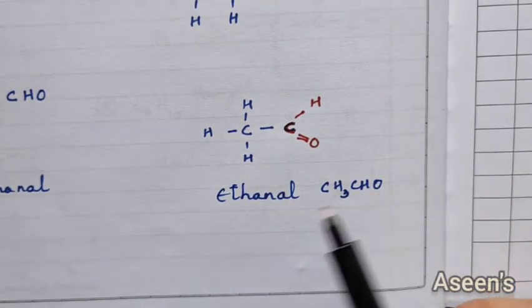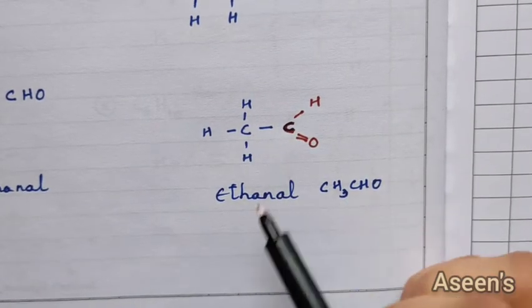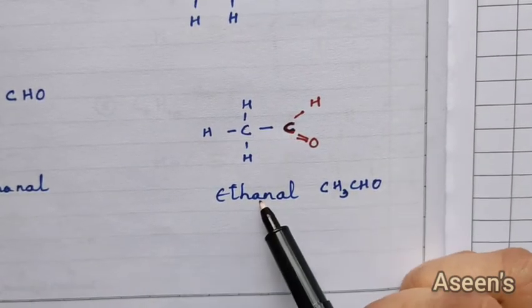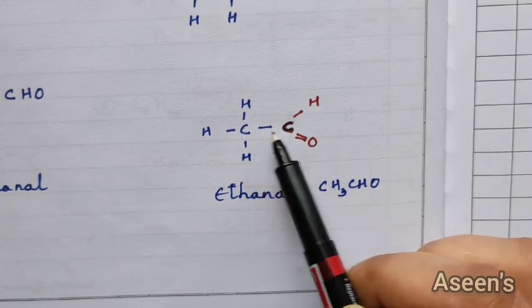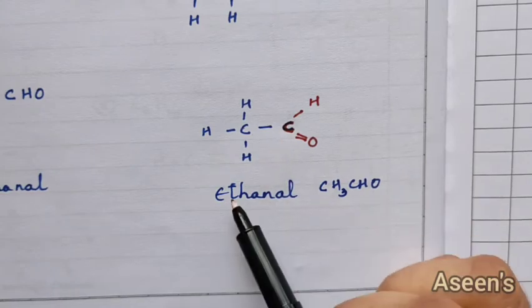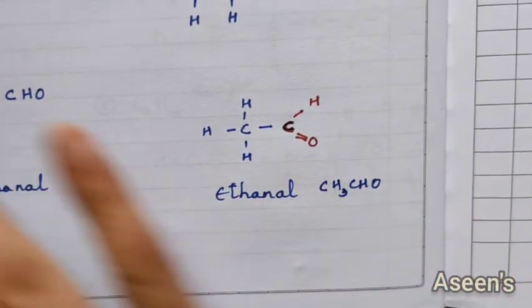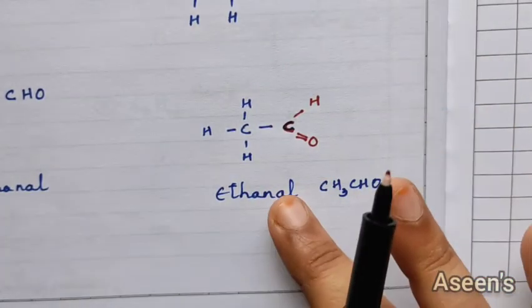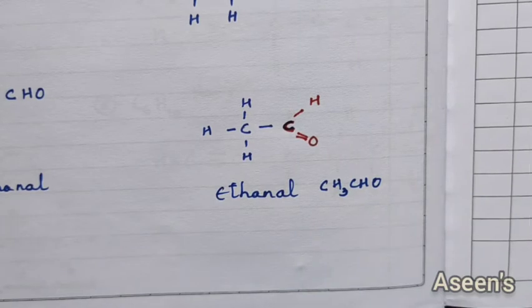Now, while naming, we are supposed to count the carbons along with the functional group carbon. So it's going to be 2. So eth. So this double bond does not count. Here no double bond or triple bond. Hence it's ethan. And then because this is an aldehyde, we have got this group, we are going to add an al. So it's going to be ethanal.